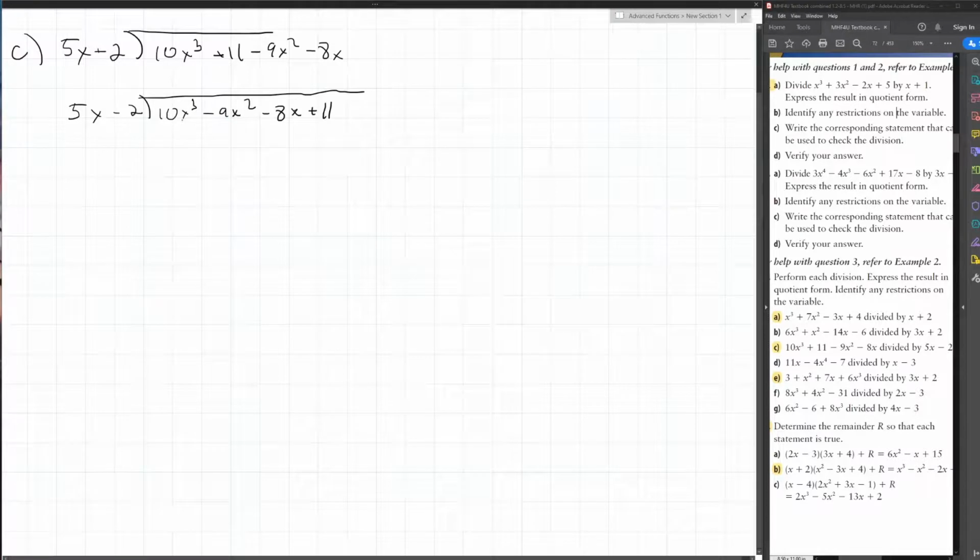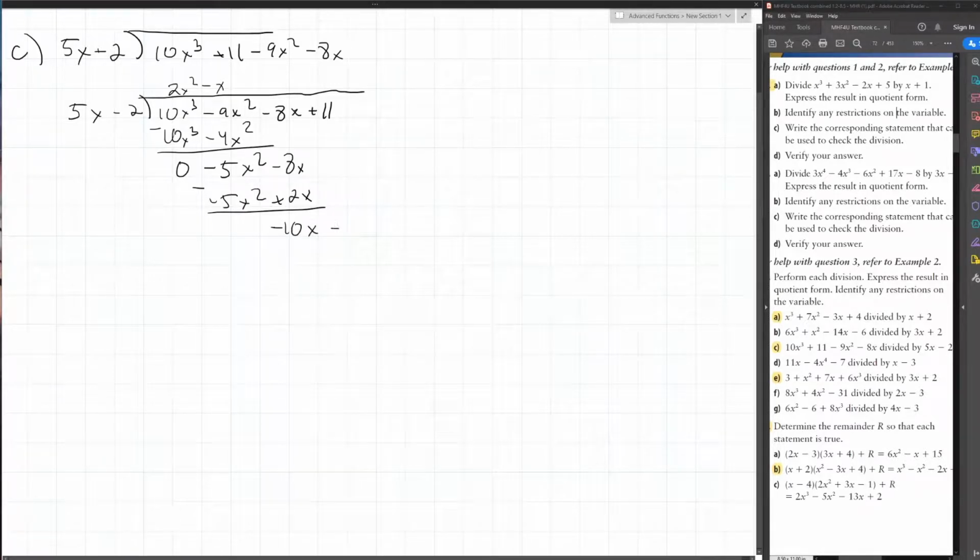Let's run through this. 5x goes into 10x cubed 2x squared times, so minus 10x cubed plus 4x squared. That gives negative 5x squared, minus 8x. Then negative x times 5x is negative 5x squared, and negative x times negative 2 is plus 2x. This is 0, and negative 8 minus 2 is negative 10x, plus 11. So this is minus 2 again. Minus 10x, and negative 2 times negative 2 is plus 4. So we get 6.